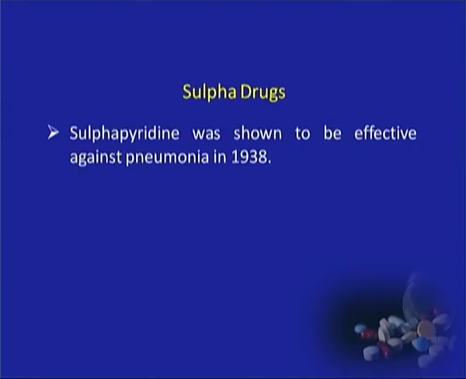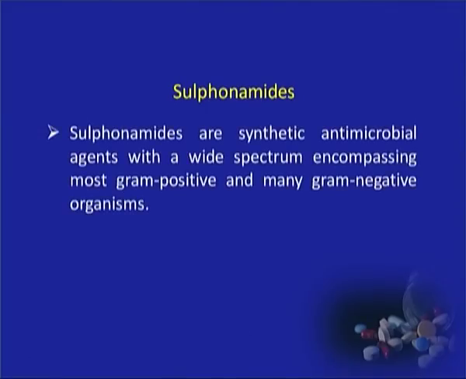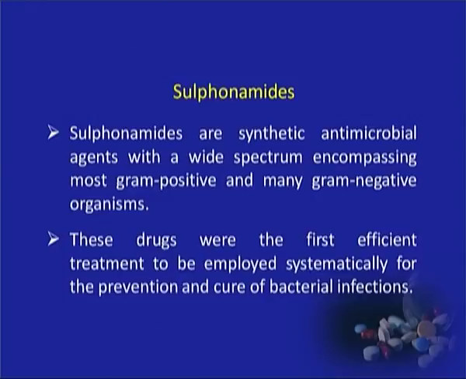Sulfa drugs. Sulfapyridine was shown to be effective against pneumonia in 1938. Sulfacetamide found highly successful use in fighting urinary tract infections starting in 1941. Let's focus on sulfonamides. Sulfonamides are synthetic antimicrobial agents with a wide spectrum encompassing most gram-positive and many gram-negative organisms. These drugs were the first efficient treatment to be employed systematically for the prevention and cure of bacterial infections.